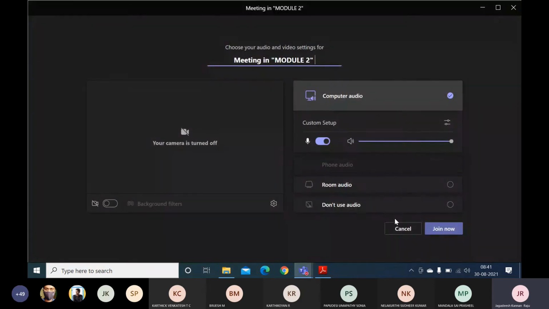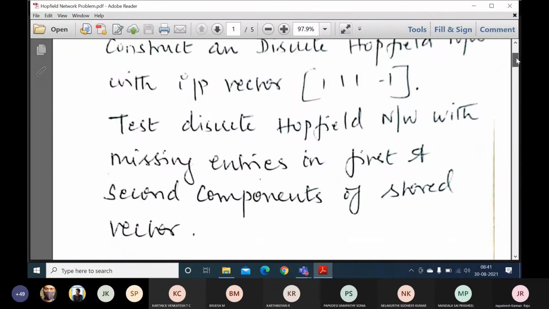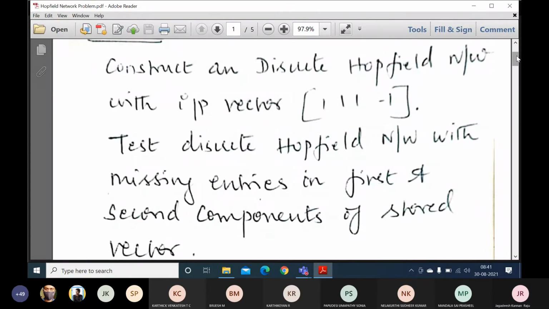So take down this problem. Take down, quickly take down.